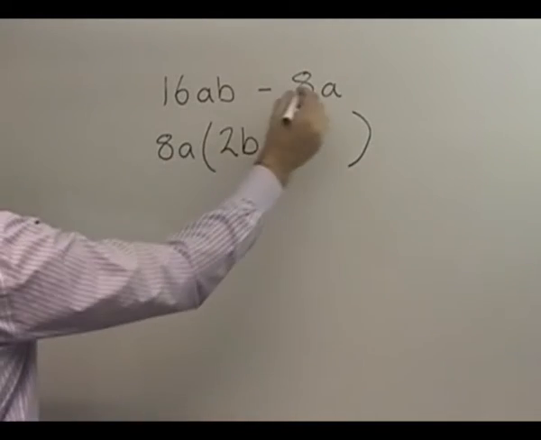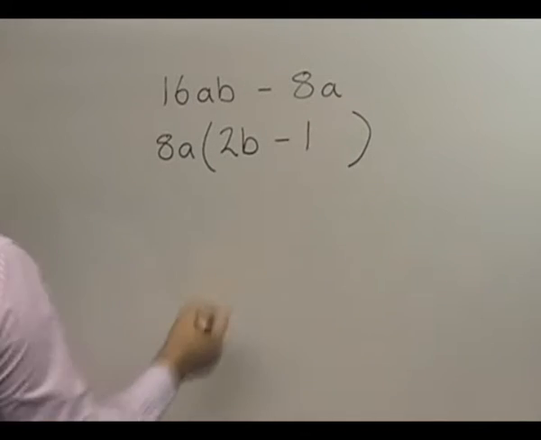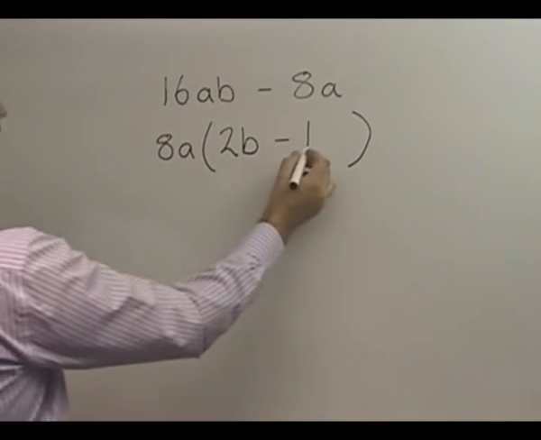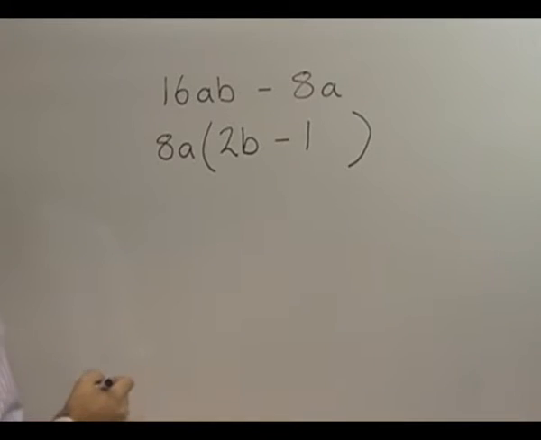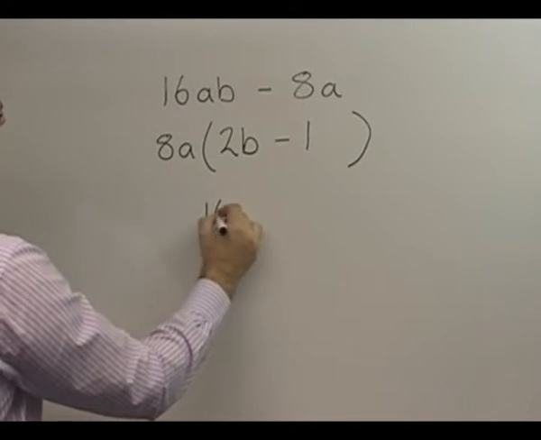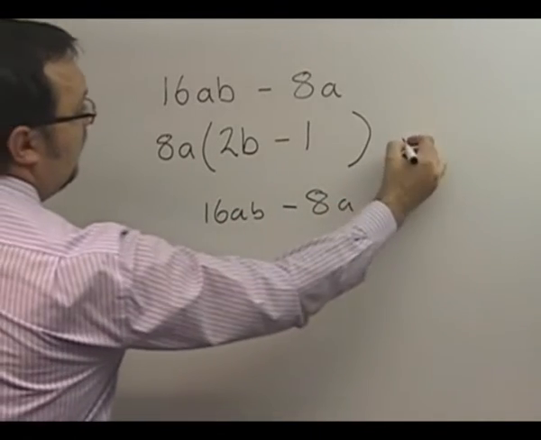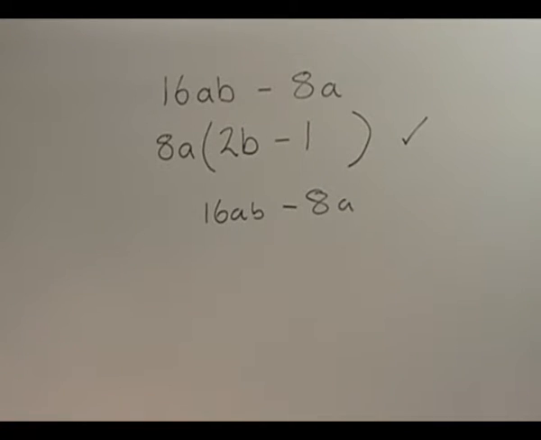And take away 8 times what is 8? Well, that's 1. And A times 1 is A. So if I do 8A times negative 1, I get negative 8A. So my answer will be 8A times 2B, which is 16AB, and 8A times negative 1 is negative 8A. So that's my factorised answer.